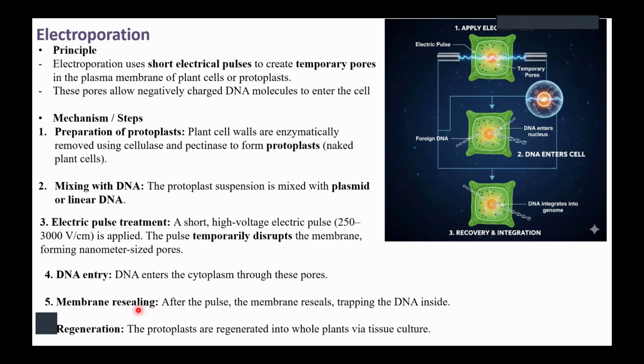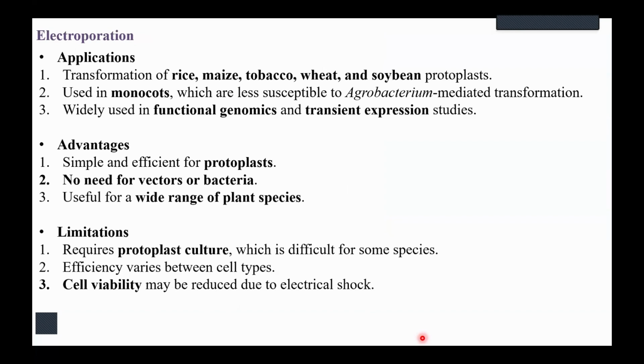After the DNA has entered, we will do the membrane resealing. After the pulse, the membrane will reseal because of the fluidity of the membrane, and then the protoplasts are regenerated by plant tissue culture to create new cells. So the applications of electroporation, we can use it for plants like rice, maize, tobacco, wheat, and soya bean.